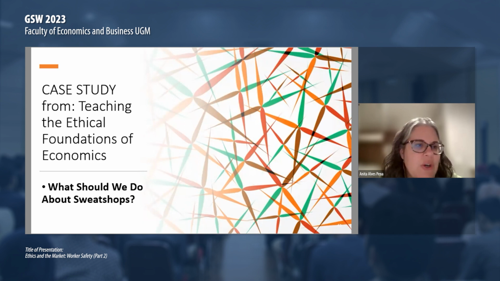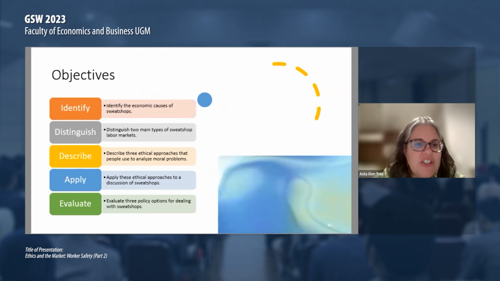So our objectives here are to identify the causes of sweatshops. We're going to distinguish two main types of sweatshop labor markets. We're going to describe three different ethical approaches that people might use to analyze moral problems. And then we want to apply these ethical approaches to a broader discussion of sweatshops. And finally, evaluate three policy options. There may be more than three, but we're going to evaluate three specific policy options for dealing with sweatshops. So we have several objectives that are coming up here.